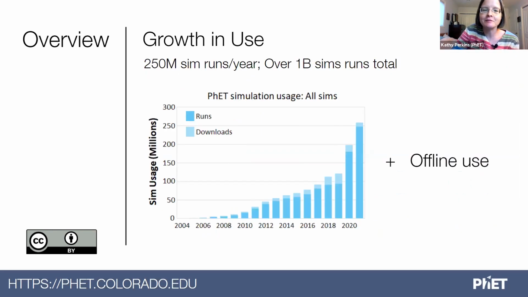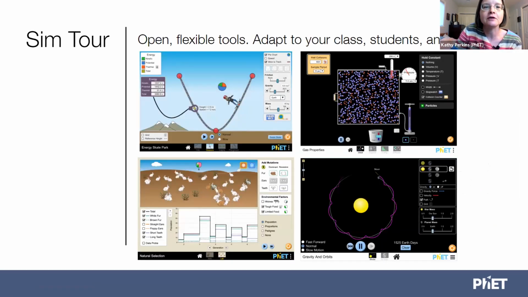This is just to give you a sense of the scale of PhET use. So it's 250 million sim runs per year now. And you can see a big increase as students and teachers had to teach remotely last year due to COVID, or last year and some this year.